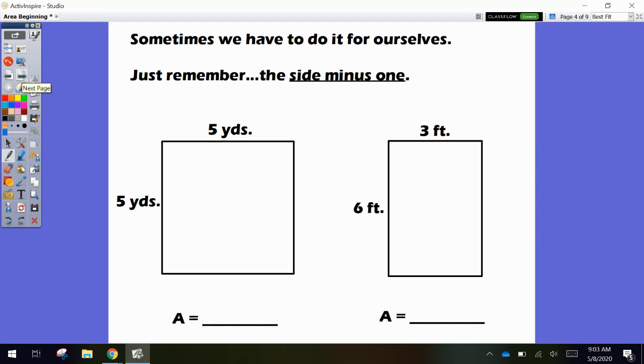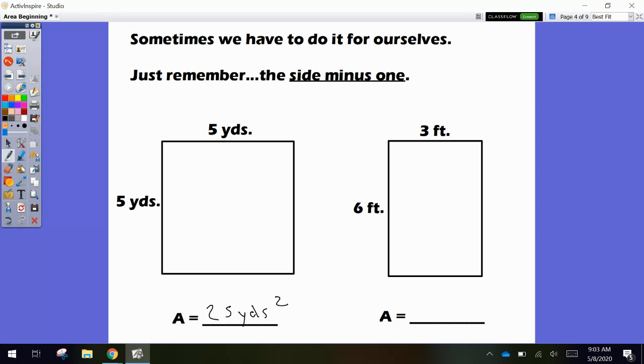Now, sometimes we don't have boxes. So if you're really good at your multiplication, you can simply multiply. This square has a length and a width of 5 yards and 5 yards. So we could say 5 yards times 5 yards is 25 yards squared. And that can give you the right answer. You don't even always have to count. Okay, if you can multiply, you know what you're doing. Now, if multiplication is tricky for you, or the numbers are so high that it's not something you know how to multiply, here's the rule.